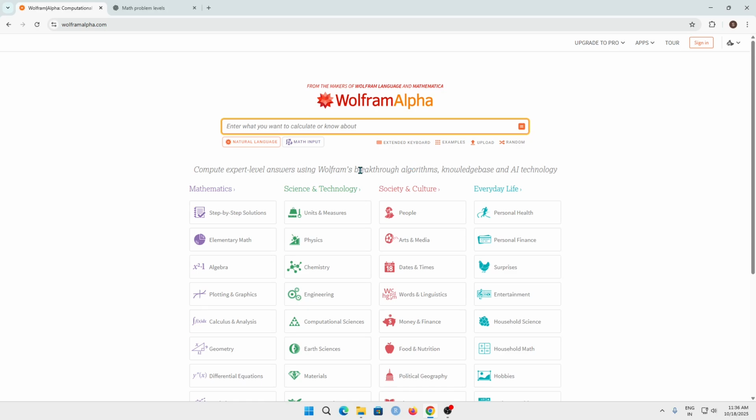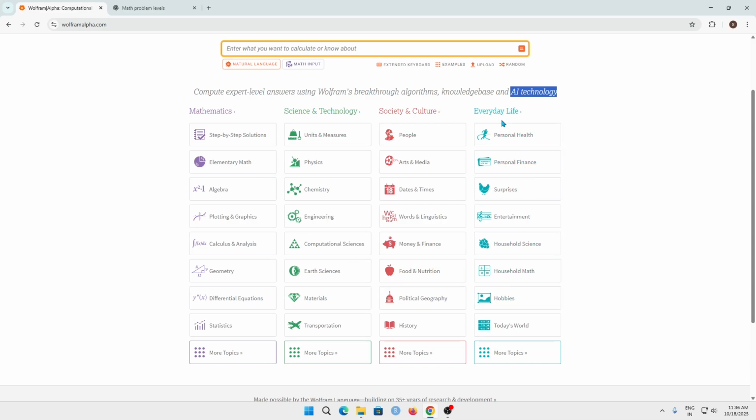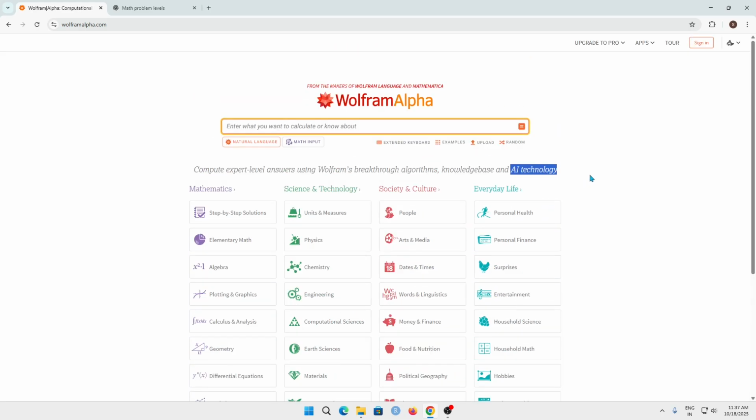So this uses mathematical algorithms, a knowledge base, and of course AI technology to solve your questions. So you can ask any questions related to the fields of mathematics, science and technology, society and culture, and everyday life. And there are more topics which are listed inside. So for now, I'll show you how it works in basic steps. I have a problem which I'll type over here, and let's see how it answers.